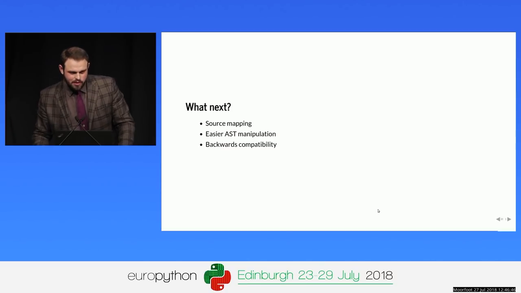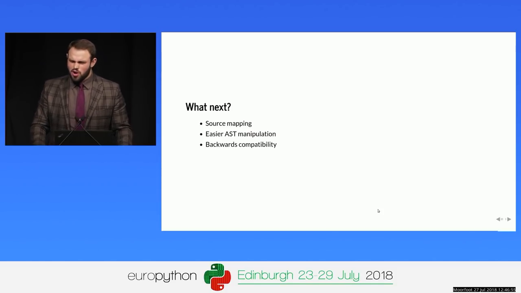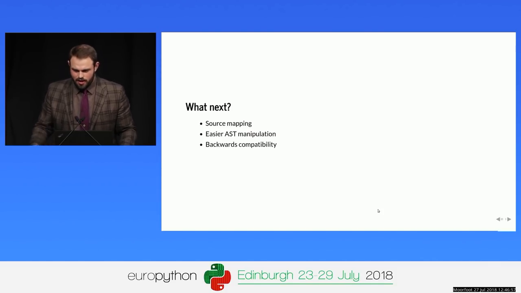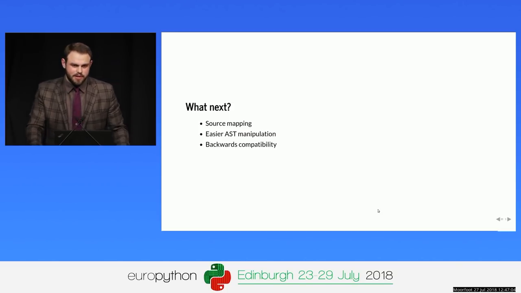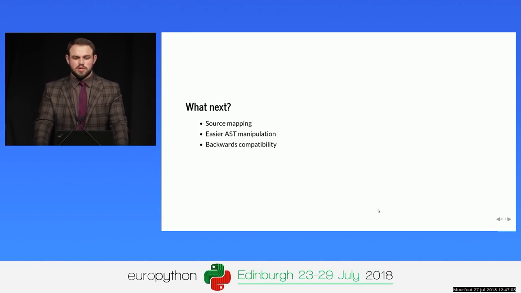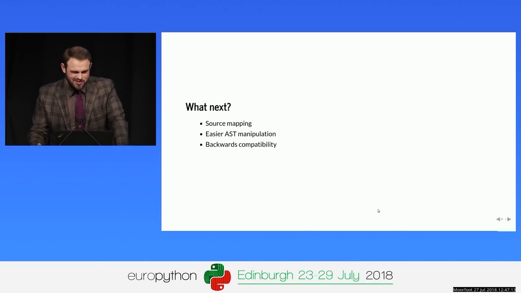Also, AST manipulation in general needs to be easier. The AST node transformer that I showed you earlier was pretty verbose, and required you to know a lot about what's going on underlyingly, not something that most people are really willing to dive into. We need something that's like the AST equivalent of find and replace, that is super simple to use and produces good results. And then finally, this is sort of a consideration, but backwards compatibility has not been great.